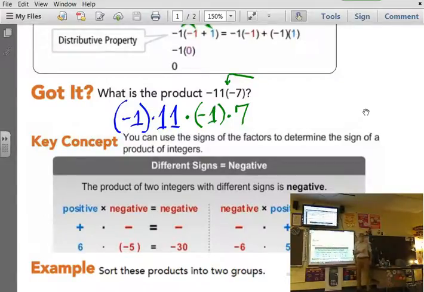Am I allowed to rearrange multiplication? Yes. What property tells me? Anybody? Commutative, commute means to move. So now I'm going to rewrite this. I'm going to have -1 times the other -1. And then I'm going to have the 11. And then the 7.